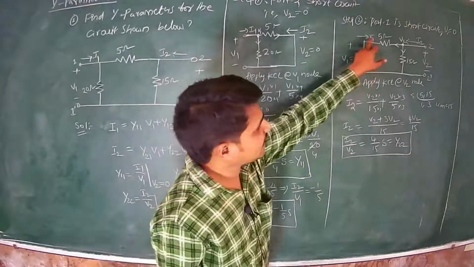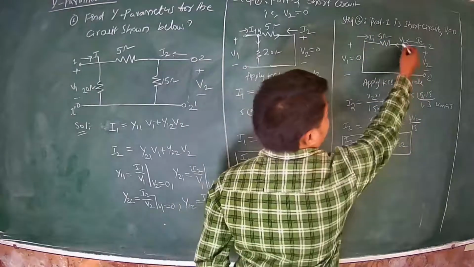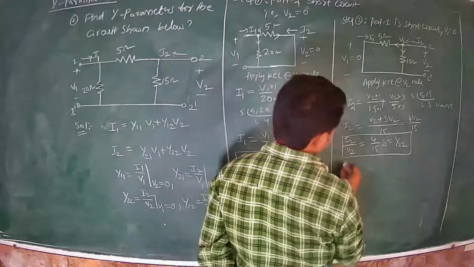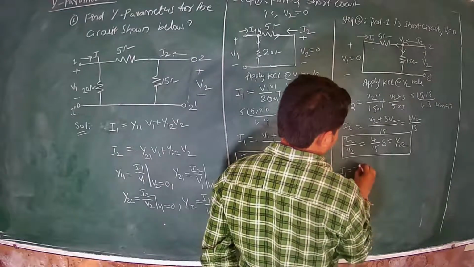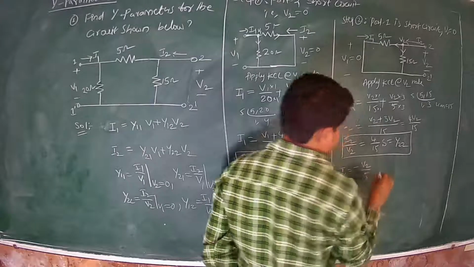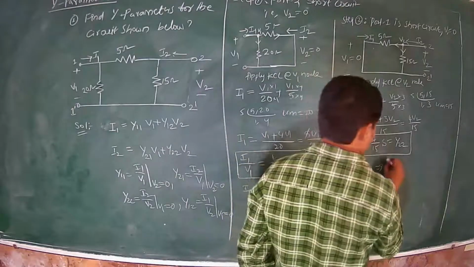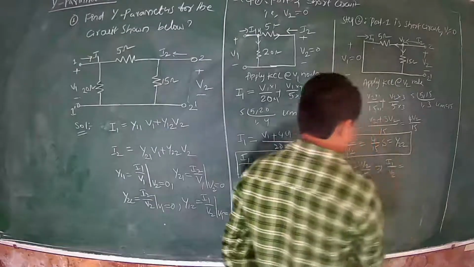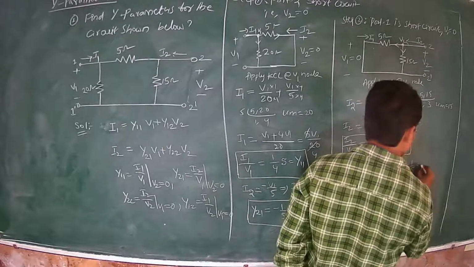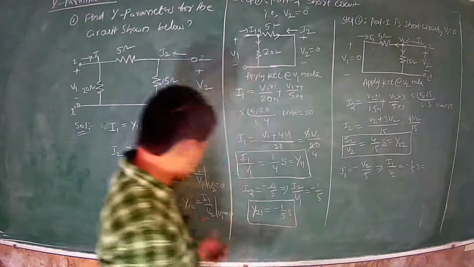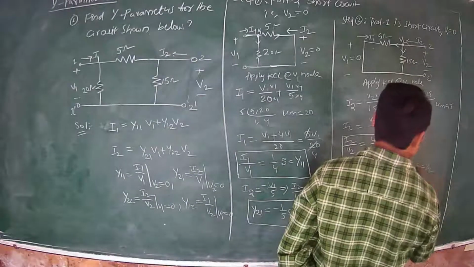See here, the current I1 is flowing from left to right, but here the current is flowing from right to left. So this current is V2 by 5, that is I1 equals minus V2 by 5. Therefore, I1 by V2 equals minus 1 by 5 Siemens. I1 by V2 when V1 equals 0 is Y12.